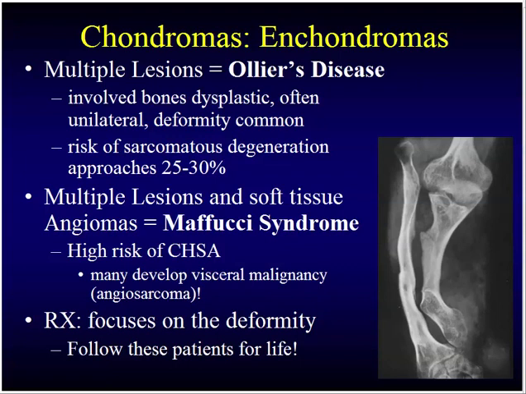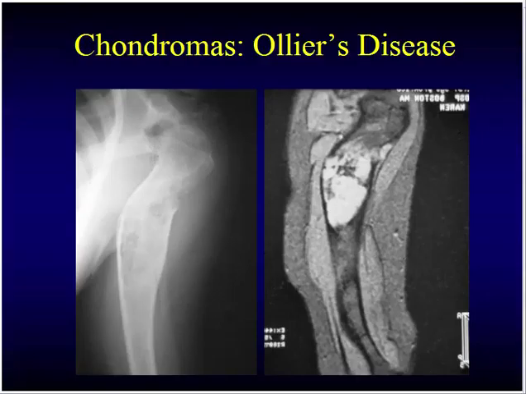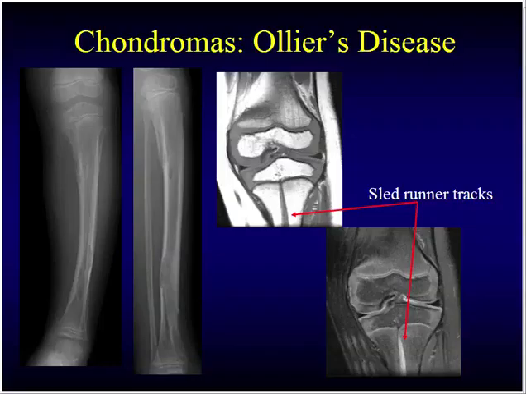The treatment for these people with Ollier's disease or Maffucci syndrome is to focus on the deformity. In other words, whatever corrective surgery needs to be done to keep them functional, and then watch their lesions like a hawk in case something happens. So here's an Ollier's disease, large enchondroma deforming the proximal humerus. Here's one in the tibia, and this is an example of what's called sled runner tracks, when you get these streaks of cartilage coming down that get trapped. It's common in Ollier's disease.